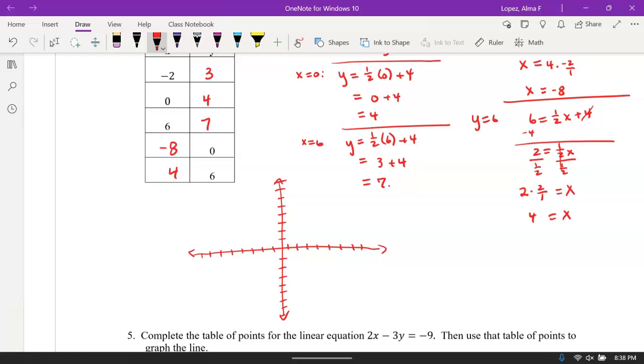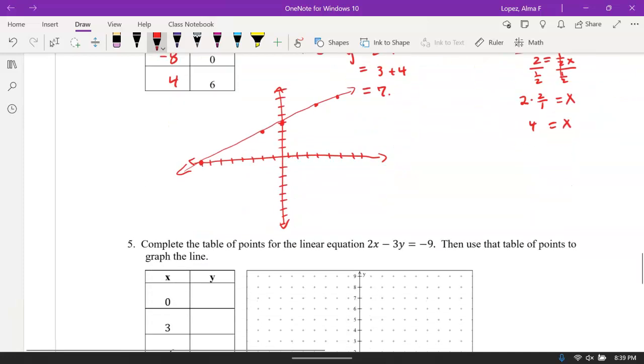Let's see, the first point is negative 2 and go up 3. 0 and go up 4. 6, 1, 2, 3, 4, 5, 6, go up 7. Negative 8, 1, 2, 3, 4, 5, 6, 7, 8, 0. 4, 1, 2, 3, 4, and 6. It doesn't matter, does it, which points you pick? They line up. That's pretty awesome.